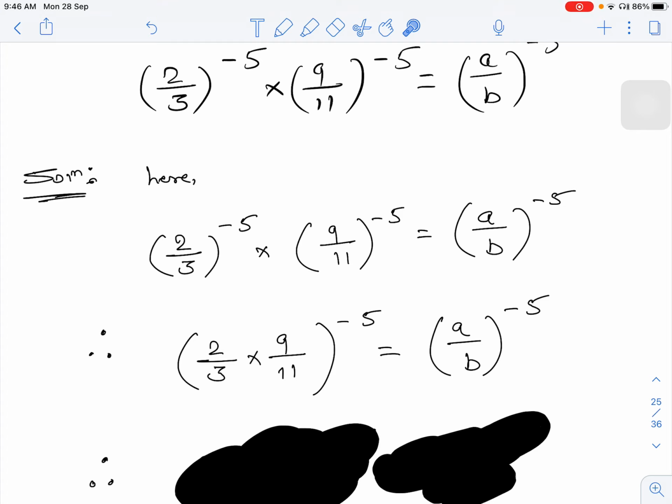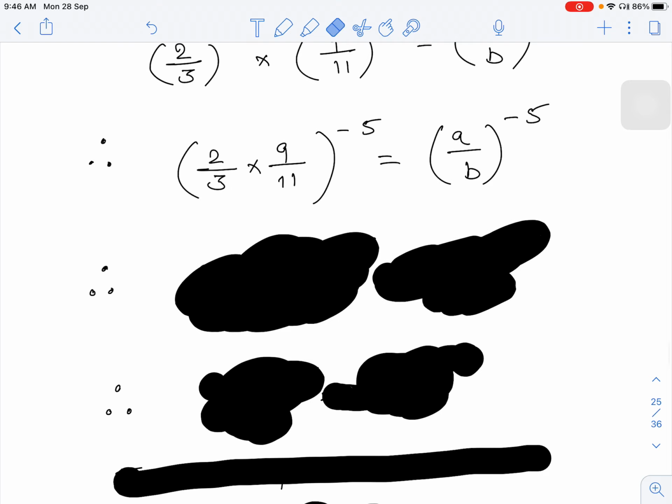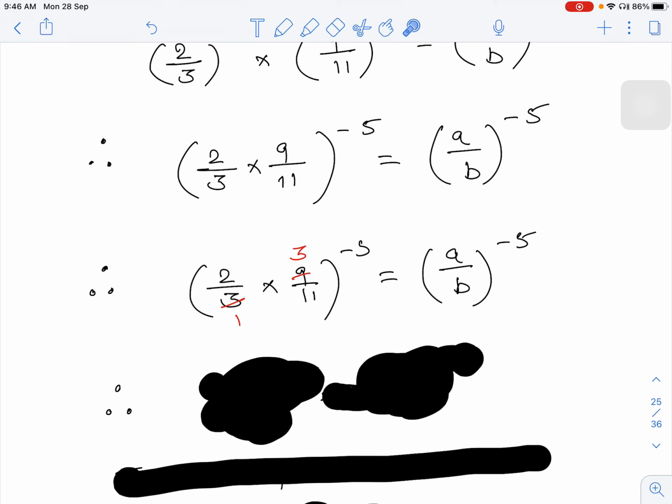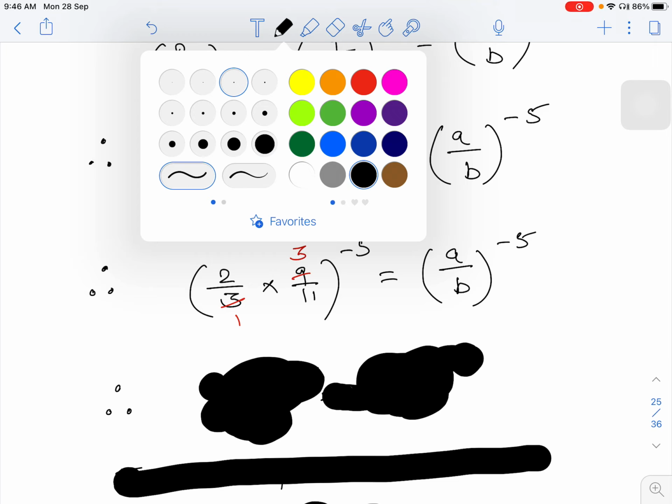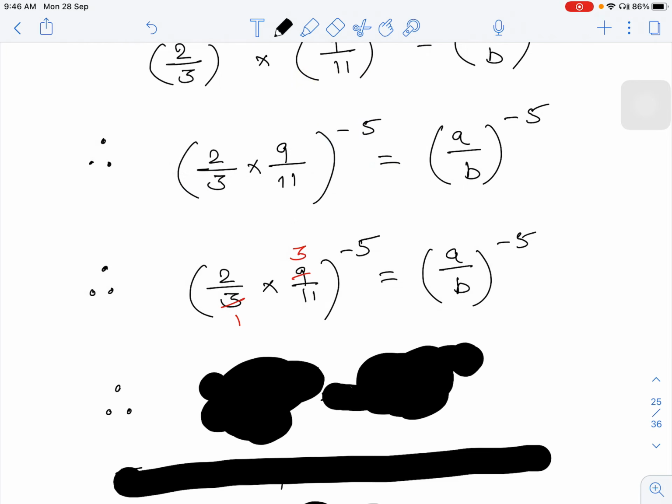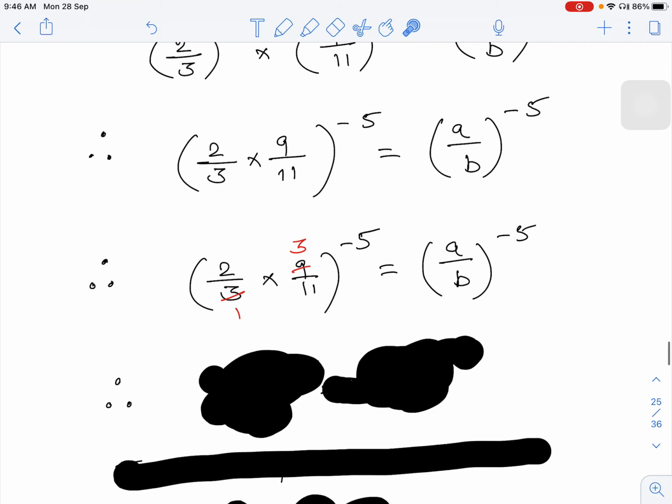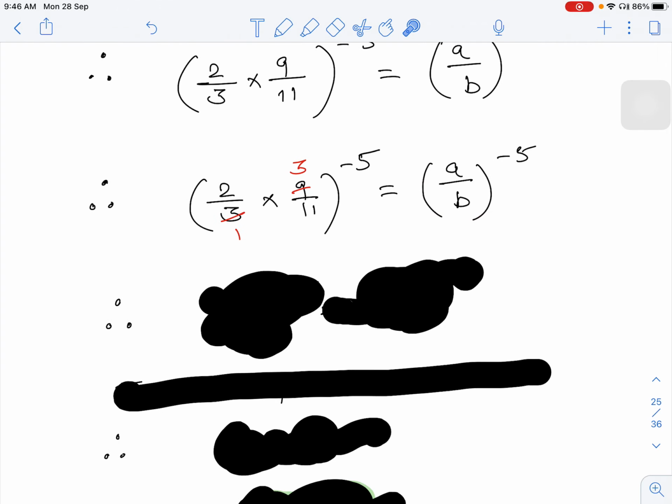Now the condition is that if you want to find the value of the base, you have to make the powers same. Already the powers are same. But now check whether we can make any cancellation over here or not. Yes, we can do. So what type of cancellation is possible? Let us see. 3 ones are 3, 3 threes are 9. Then no other calculations are possible over here. So now it equals (a upon b) raised to minus 5.